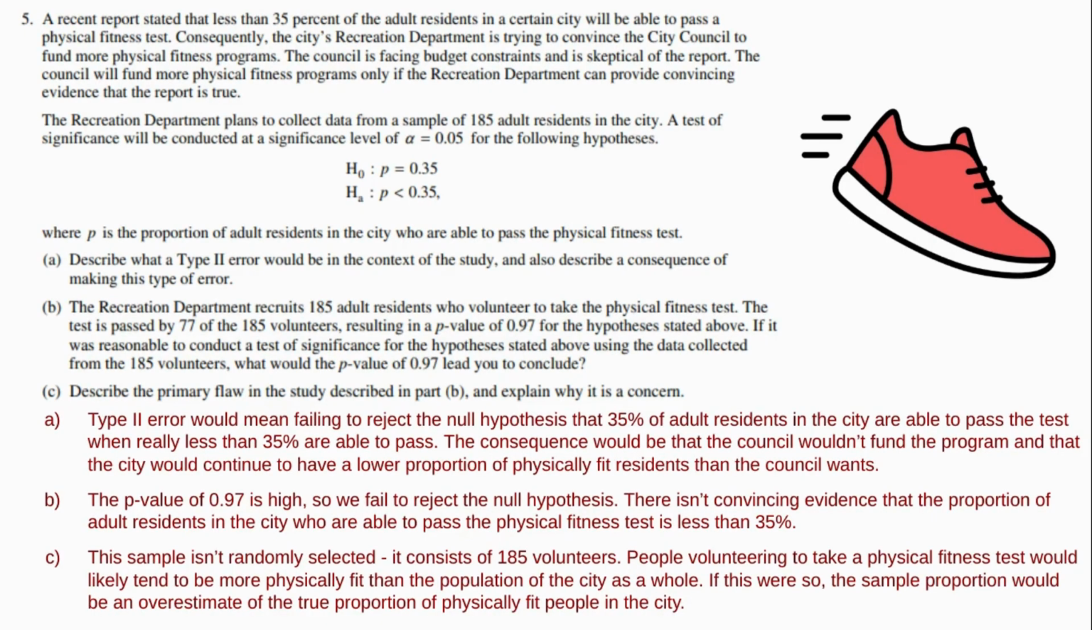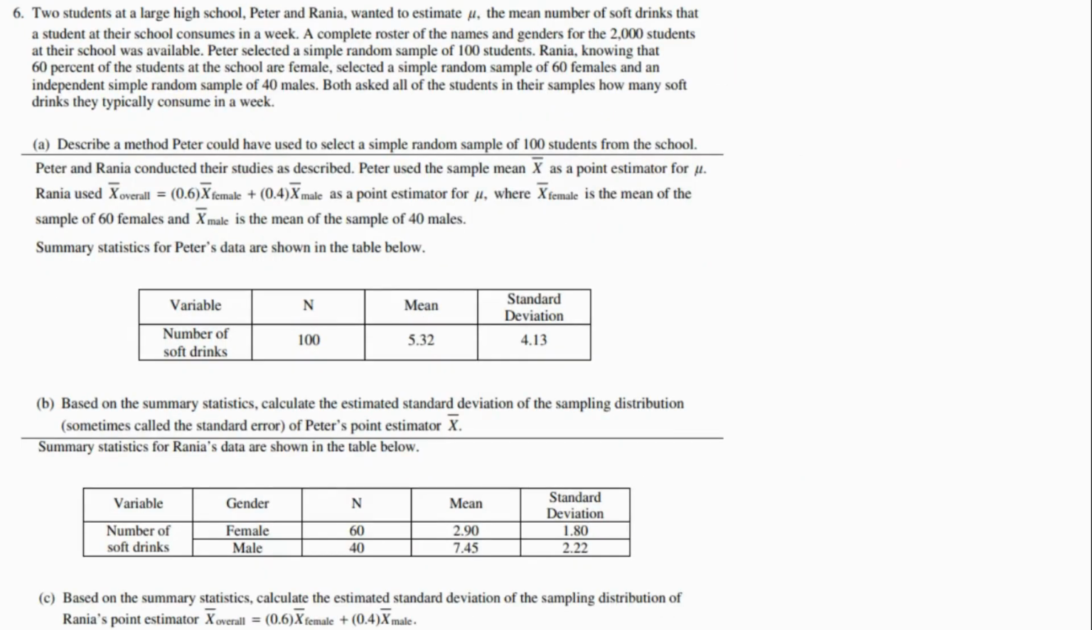And now on to the investigative task, everyone's favorite. Two students at a large high school, Peter and Renia, wanted to estimate mu, the mean number of soft drinks that a student at their school consumes in a week. A complete roster of the names and genders for the 2,000 students at the school was available.